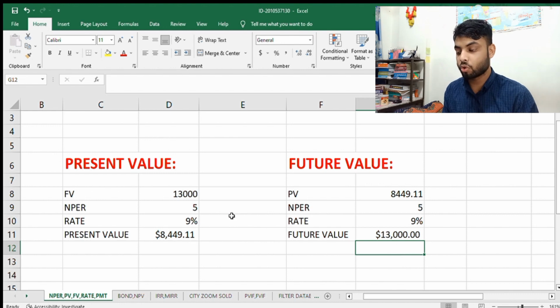This is the simple way to calculate present value and future value in Microsoft Excel.